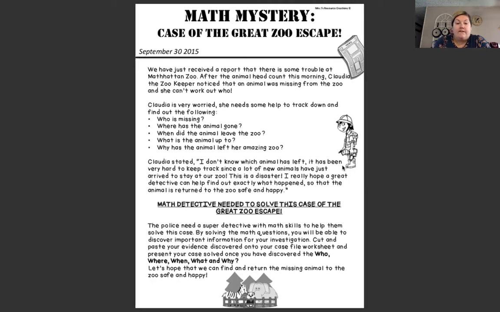Cut and paste your evidence, or in this case, guys, since you don't actually have the paper, you can just write it down on a piece of paper. Present your case solved once you've discovered who, where, when, what, and why. Let's hope that we can find and return the missing animal to the zoo safe and happy. Okay.